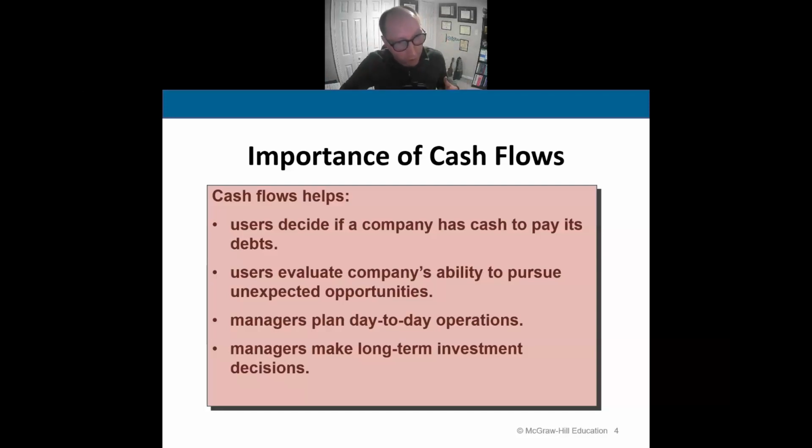Where does cash come from? Cash comes from sales to my customers. I'm collecting accounts receivable. I'm also collecting cash. I might also get cash coming into the business from a loan that I took out. I might also get cash coming into the business from the sale of property, plant, and equipment. We're talking about the physical flow of cash coming into the business and out of the business. That's what the statement of cash flows is all about.